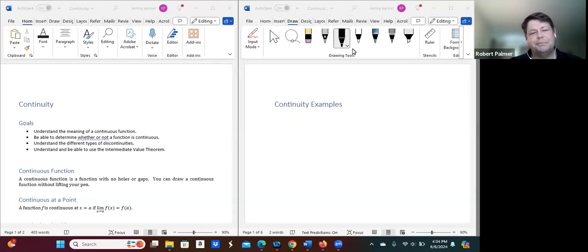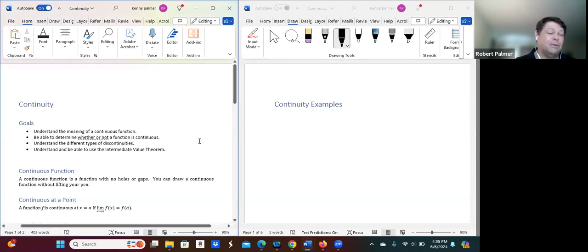Hello everyone, welcome. Today we'll learn about continuity. So our goal is understanding the meaning, what it means for a function to be continuous. We'll determine whether or not a function is continuous, have some ways of doing that, and also understand different types of continuities, practice of continuity, and also understand what's called the intermediate value, and a few other topics.